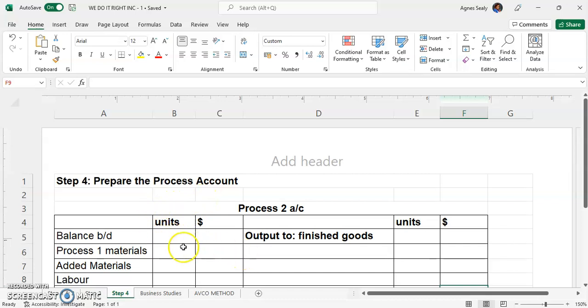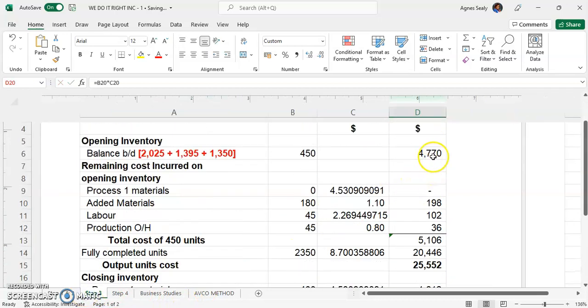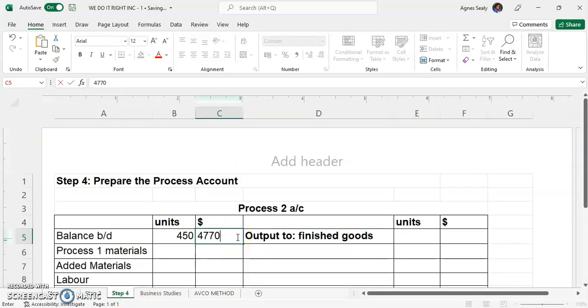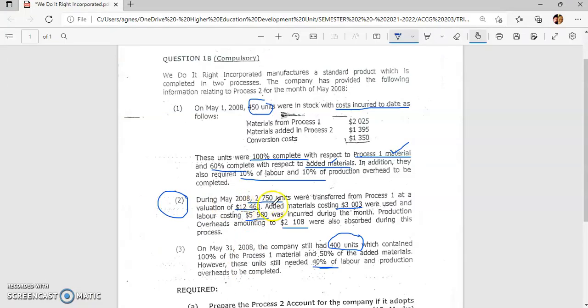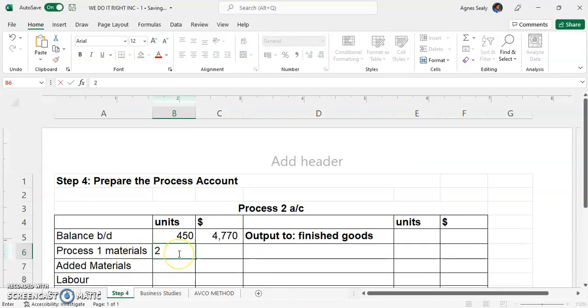The first thing we're going to start with is our opening balance. So we had 450 units at the beginning, and the value of those 450 units was $4,770. So we put that in here. The units that were transferred into process 2 based on the question were 2,750 units. So these were transferred from process 1 to process 2, right? Therefore our units here is 2,750.